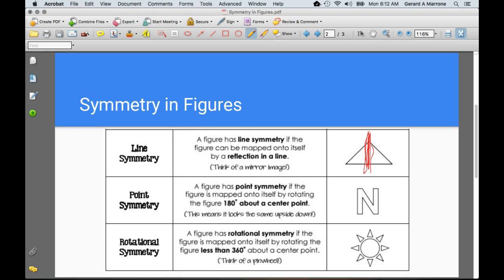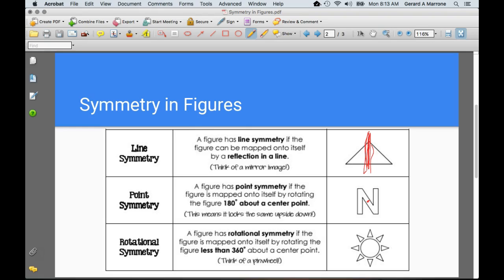Now, point symmetry means that we can rotate it 180 degrees around a center point, which I'm going to go with right here. Okay, and if I were to spin that 180 degrees, I would have the same figure. It looks the same upside down as it does right side up. Okay, and our third type is rotational symmetry. And if I can take a figure and turn it less than 360 degrees without causing the same thing to happen, then I have rotational symmetry.